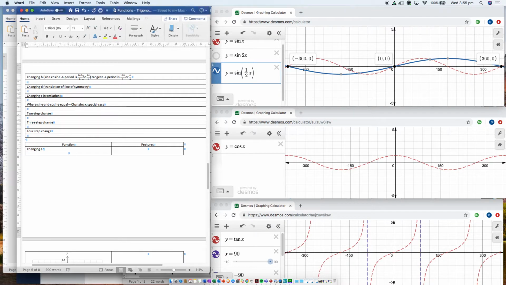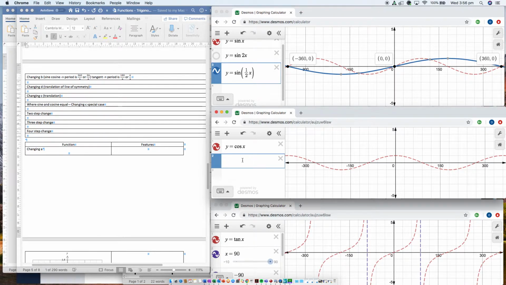Now, if you look at our formula here, 360 divided by b, and b in this case is a half, 360 divided by a half is indeed 720 degrees. So that's how we calculate the period for a function like that. And we can see that it has indeed dilated by a factor of 2 along the x.